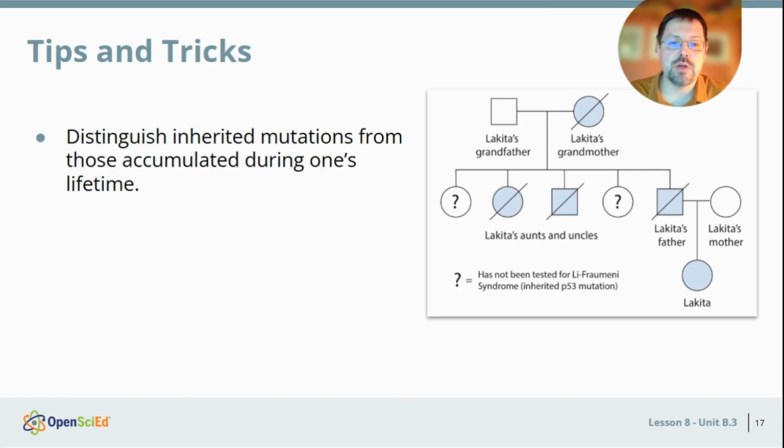When you get into looking at the pedigree, it's important to distinguish that Lauren and Lakita have inherited mutations in their germline cells, not that their p53 has been mutated from accumulations during their lifetime.